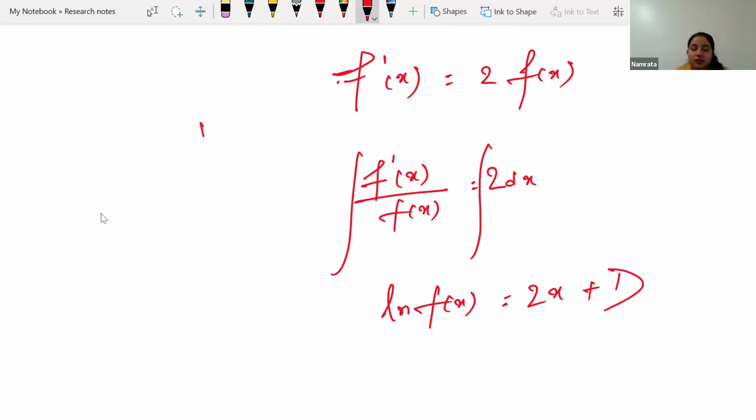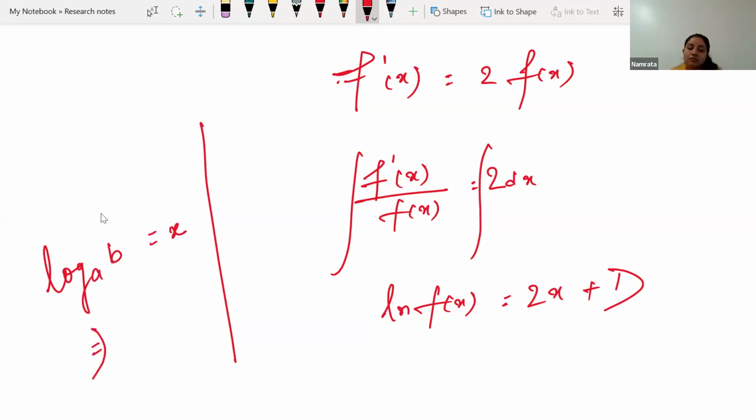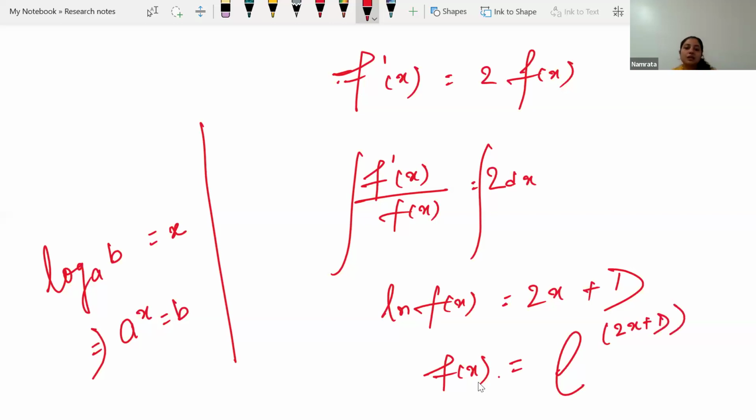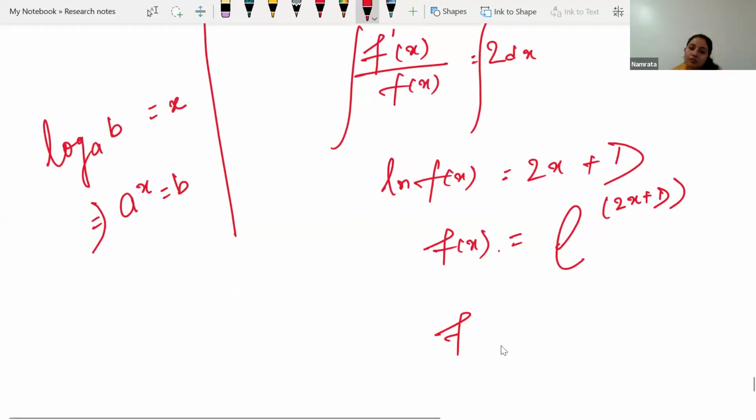Now we can write it as, now only we have discussed that log of... and we can convert it into exponential form. So if we convert it over here, we can write f of x. Why are we doing it? Because we need f of x. So we can write f of x is equal to e to the power 2x plus d. This is how we can write it.